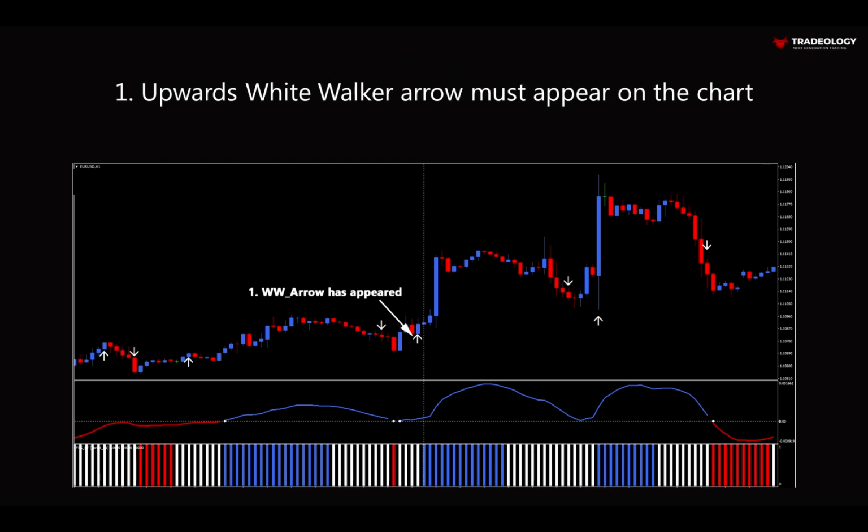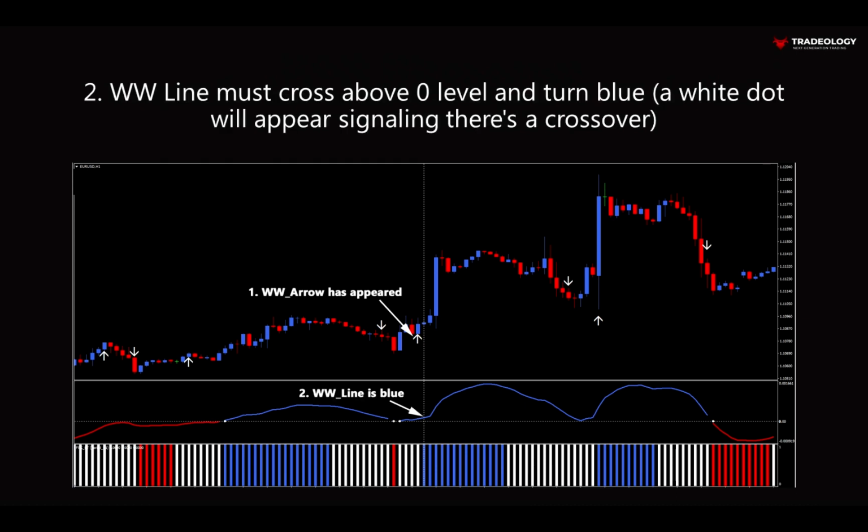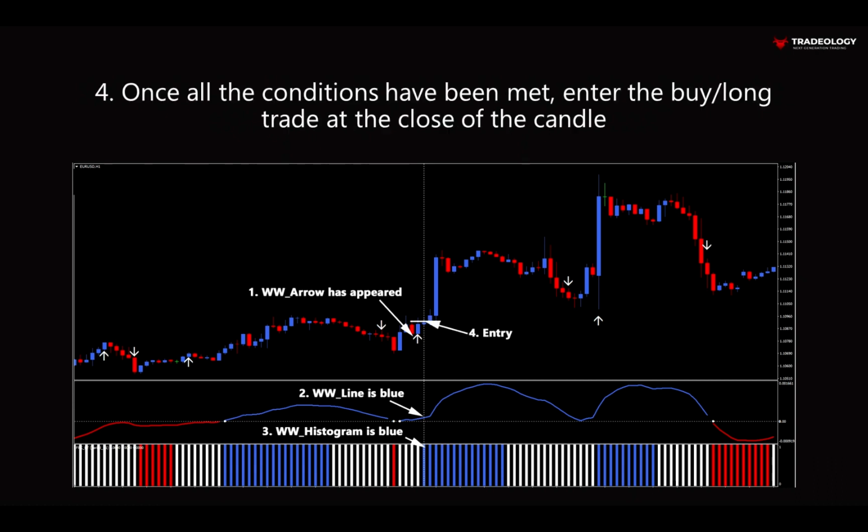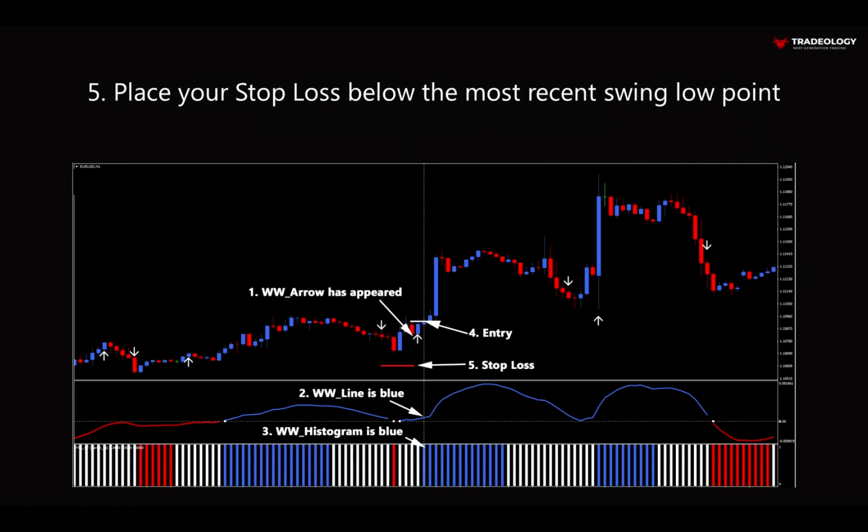Number 1, we're looking for an upwards White Walker arrow to appear on the chart. 2, the WW line must cross above the 0 level and turn blue. 3, the WW histogram must become blue. 4, once all the conditions have been met, enter the buy or long trade at the close of the candle. 5, place your stop loss below the most recent swing low point.